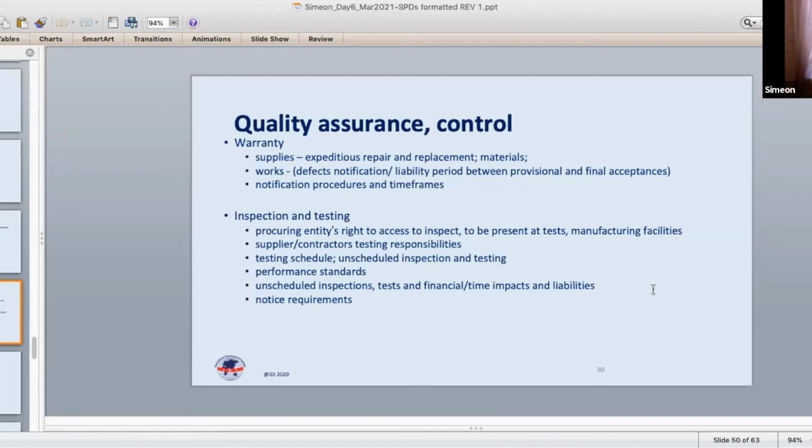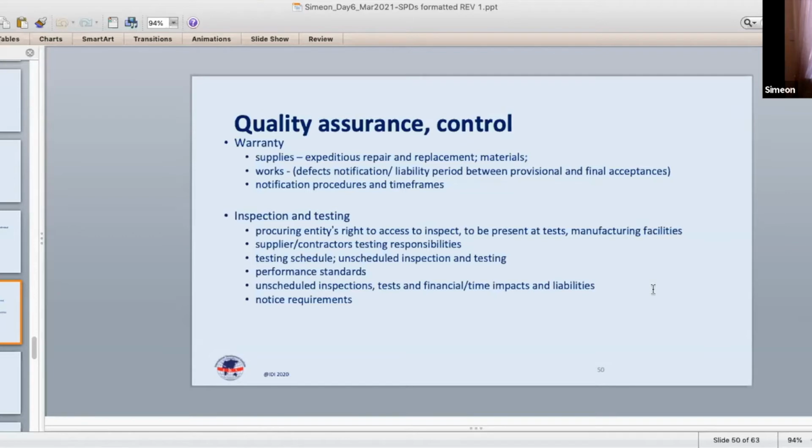Then there are provisions on inspection and testing, which are basically two types of provisions. One would establish the rights of the procuring entity in particular with respect to the inspection process, and the obligations of the seller with respect to inspection.